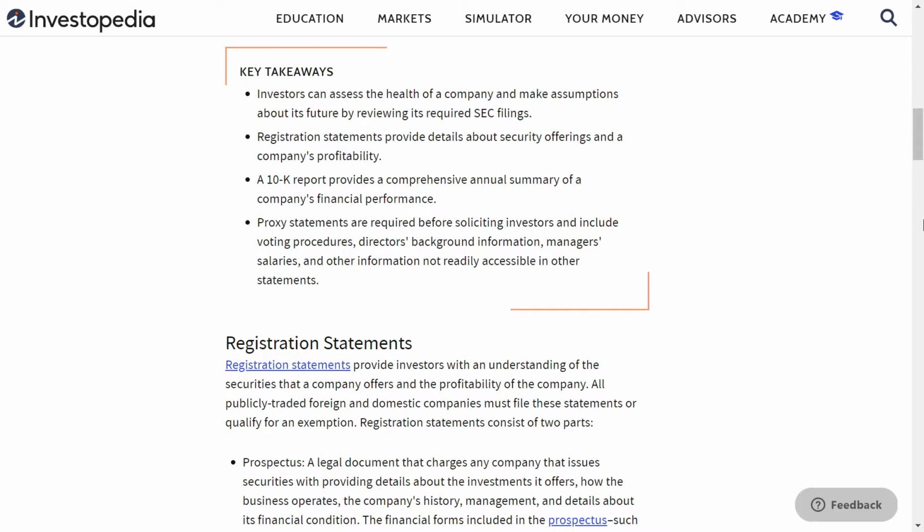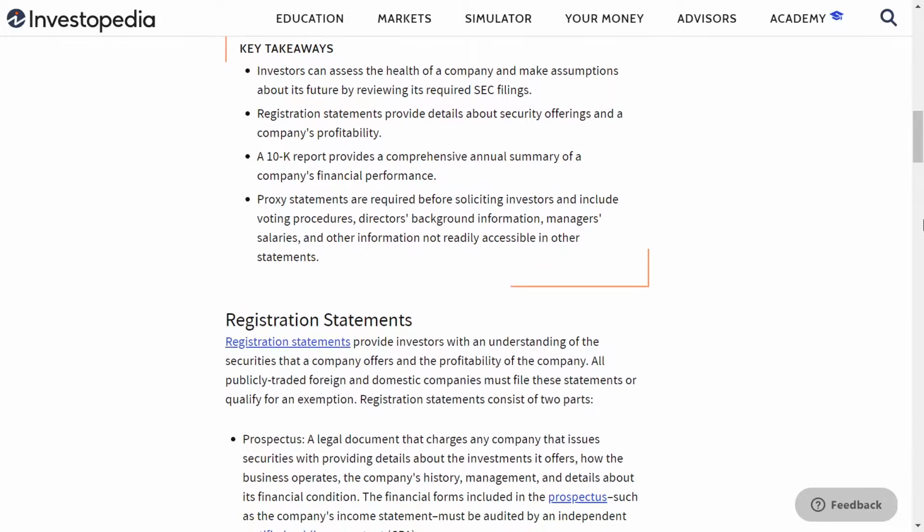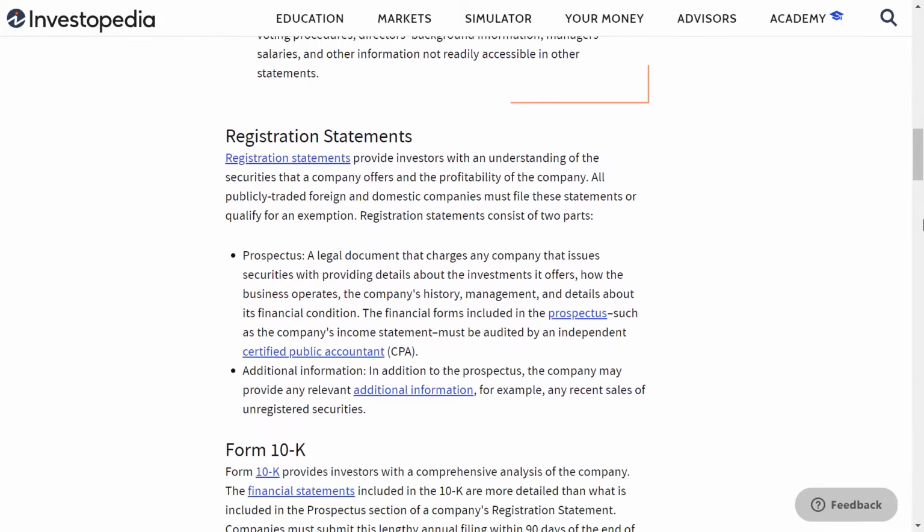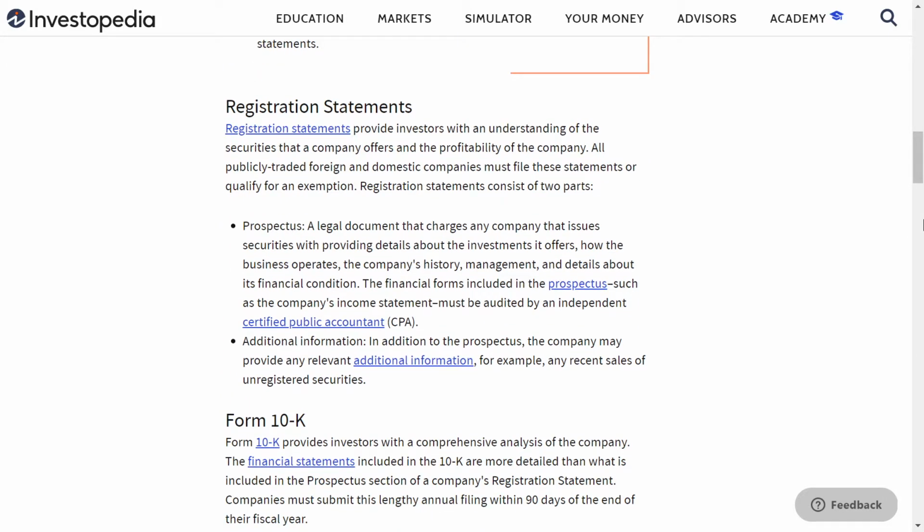And I'm going to go into a little bit more detail here with some other stuff for the fundamentals. There are different forms that you want to make sure that you learn, but before I get too much into that, we're going to start with the registration statements. They provide investors with an understanding of the securities that the company offers and the profitability of the company. All publicly traded foreign and domestic companies must file these statements or qualify for an exemption.